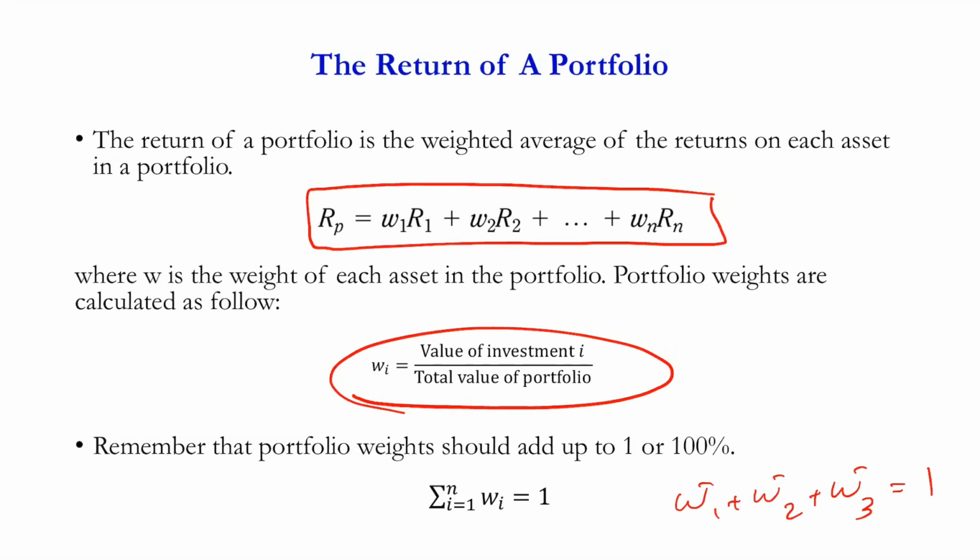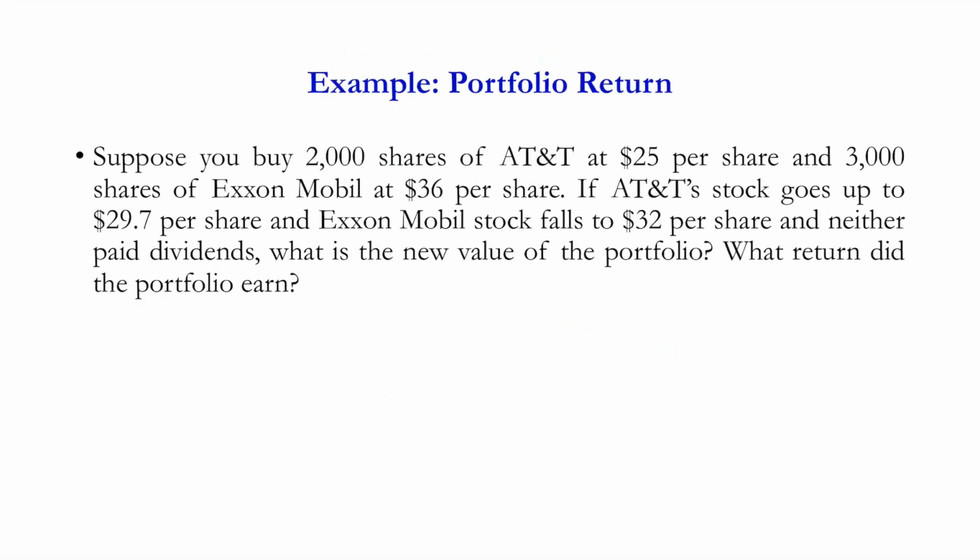So now let's work on an example. Suppose you buy 200 shares of AT&T at $25 per share and 300 shares of ExxonMobil at $36 per share. If AT&T stock goes up to $29.70 per share and ExxonMobil stock falls to $32 per share and neither pays dividends, what is the new value of the portfolio? What return did the portfolio earn?